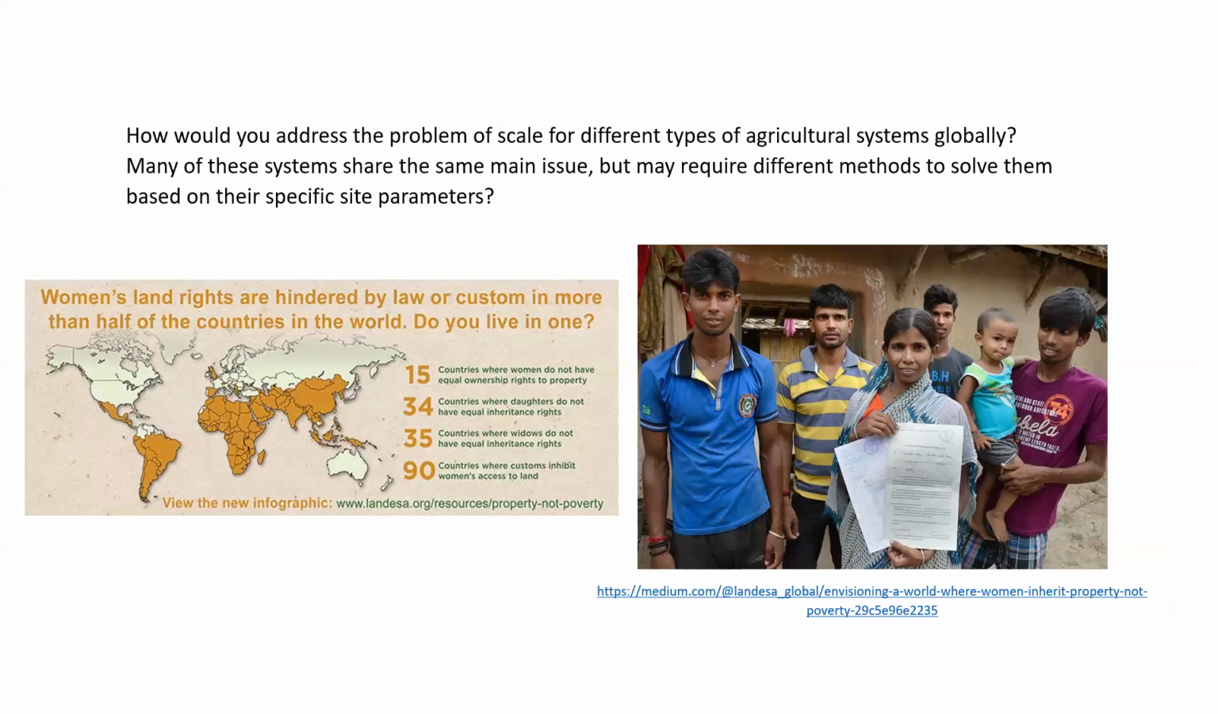And then the final point about scale is if you don't own your land, it's going to affect how you're going to treat that land, whether it's small or large. And I just wanted to emphasize that women's land rights are hindered by law or custom in more than 1/2 of the countries in the world. And so land ownership, especially women's rights to land, is part of this discussion.